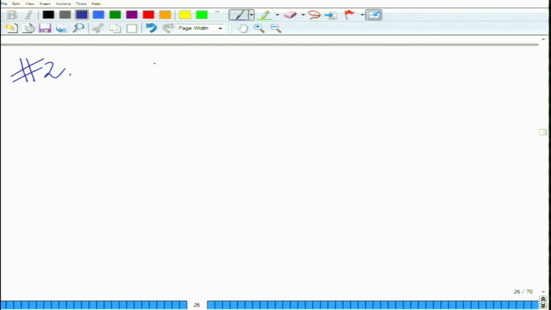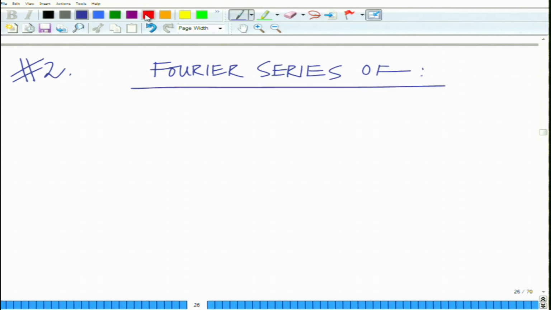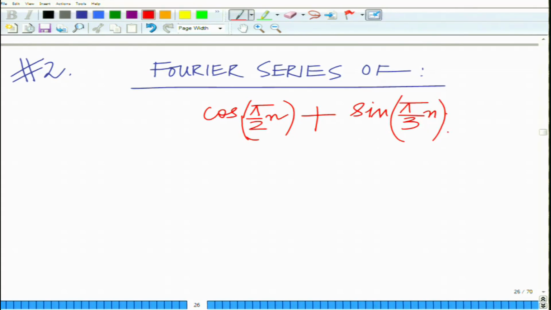So, we want to find the Fourier series of cosine pi by 2 n plus cosine pi by 2 n plus sine pi by 3 n. Naturally, you can see that these are periodic, and the period of this. So, this is a periodic signal, alright.